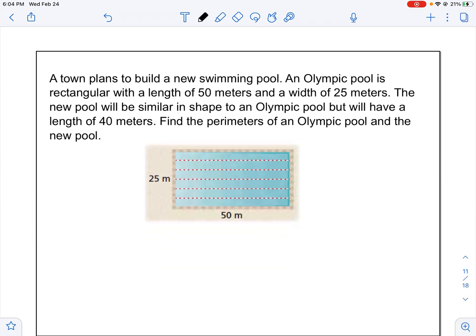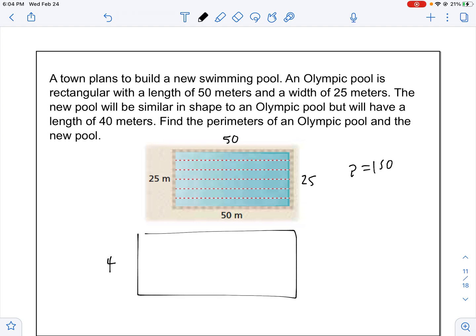Okay, so it says that the town is planning to build a new swimming pool. An Olympic pool is a rectangle with a length of 50 meters and a width of 25 meters. So we also know it's this because it's a rectangle. So I can find the perimeter: 50, 50, 100, and another 50, 150. It says they're going to build a new one with a length of 40. So it's going to be a little bit smaller. So here's what we know.